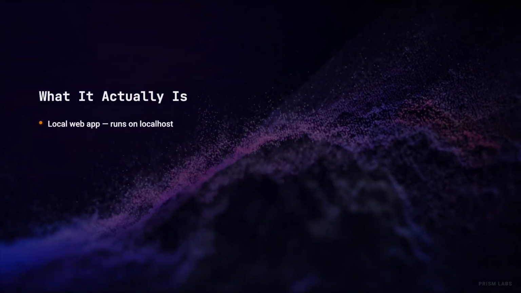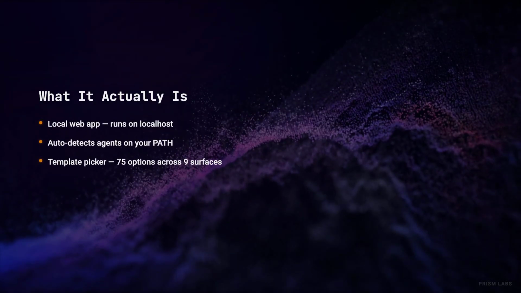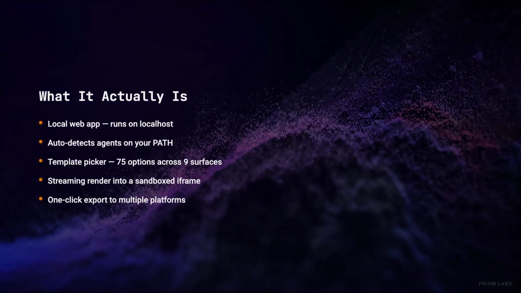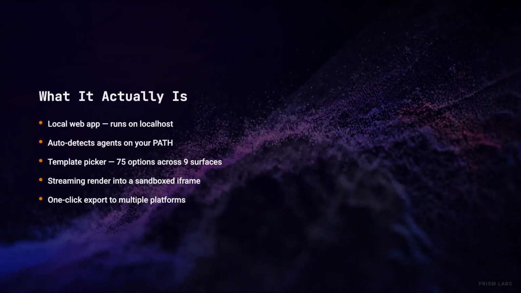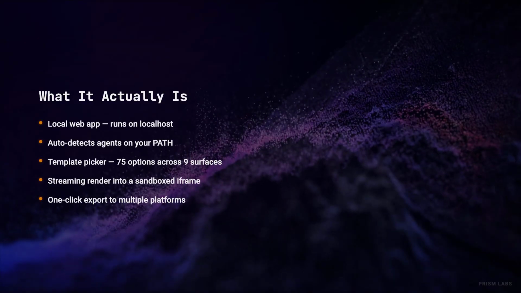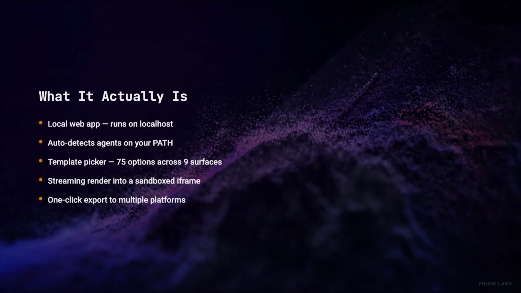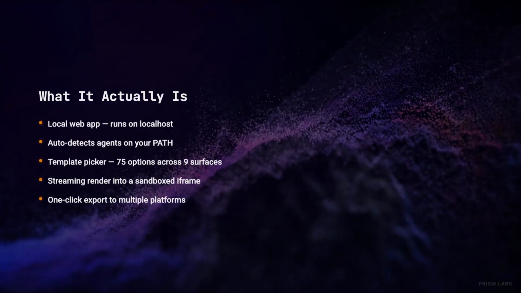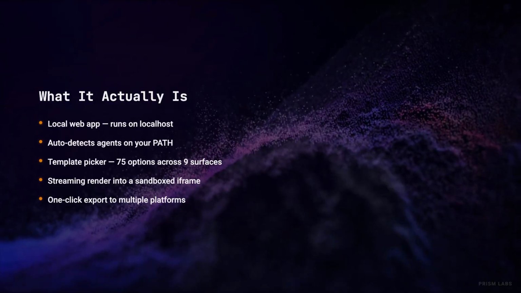Stripped down, HTML Anything is a local web app that sits between you and whichever AI coding agent you already use. On launch, it scans your path and reports which agents it can drive. You pick one from the dropdown, pick a template from the skill library, paste your source content into a text area, hit Command-Enter, and the agent generates HTML, which streams into a sandboxed iframe preview.